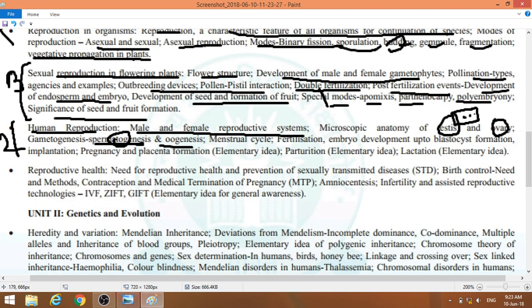There is a question from this part. Menstrual cycle, fertilization, embryo development up to blastocyst formation. Again, a question was from here. Then implantation, pregnancy and placenta formation. A question was from the placenta. Elementary area: parturition, which is childbirth, elementary area; lactation, elementary area.